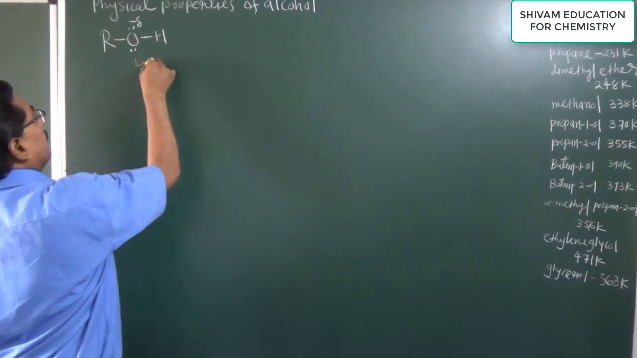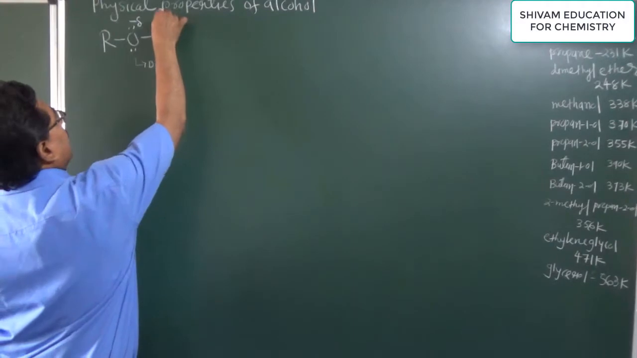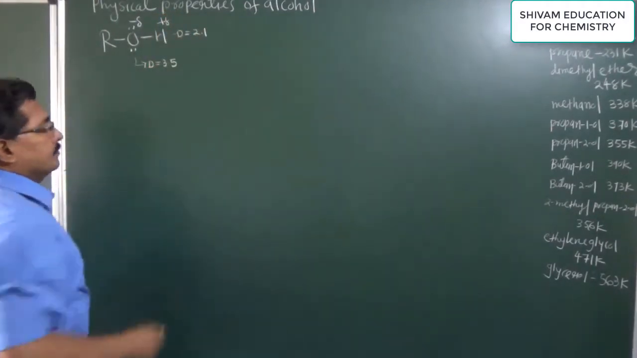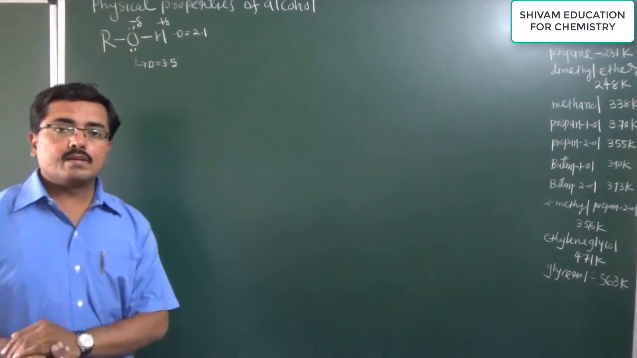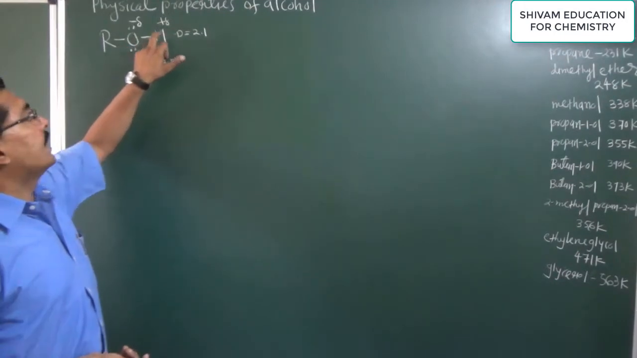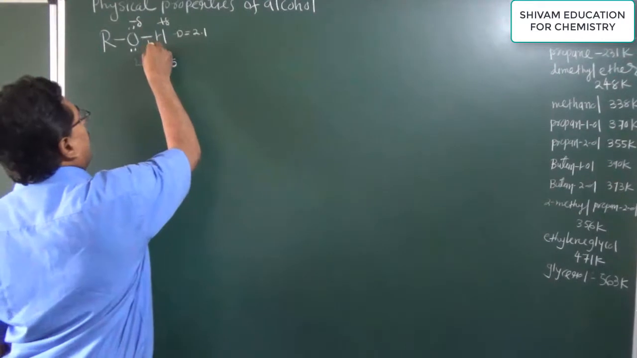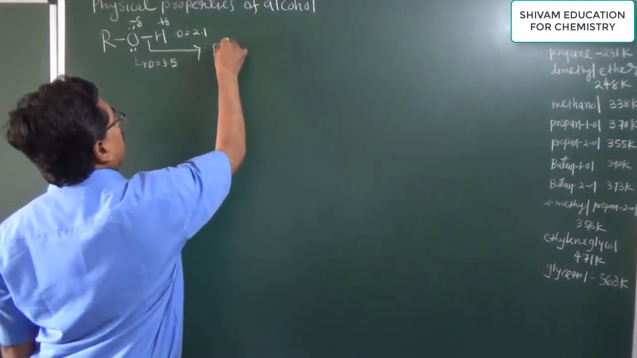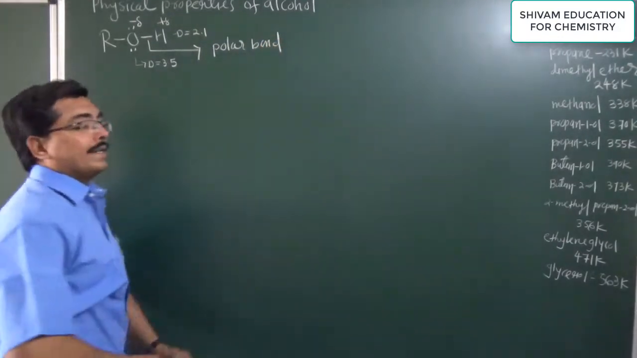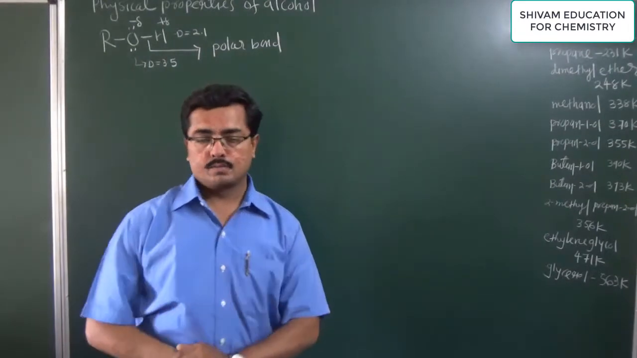On the Pauling scale, oxygen has an electronegativity of 3.5, and hydrogen has a lower electronegativity, 2.1. Because of this difference in electronegativity, oxygen will get a partial negative charge and hydrogen will get a partial positive charge. Therefore, in alcohol, this oxygen-hydrogen bond is a polar bond. The oxygen-hydrogen bond of alcohol is polar in nature.